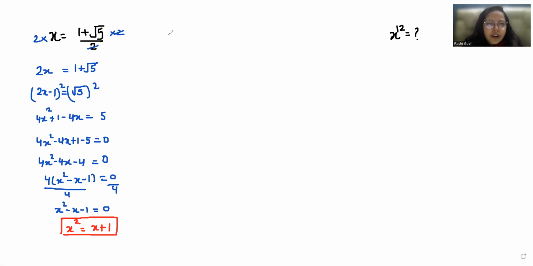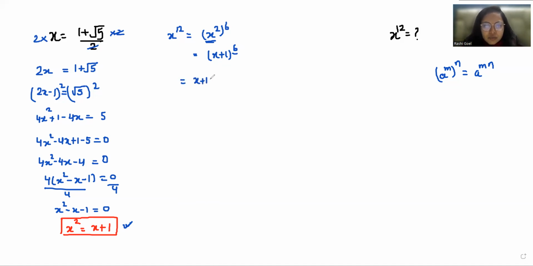Now we know that we have to find the value of x power 12. So I can write it as (x square) whole power 6, because according to the exponent rule, (a power m) power n is equal to a power mn. So we know that the value of x square is x plus 1, so I can replace it: (x plus 1) power 6. Now again I can break this power 6 as ((x plus 1) whole square) power 3.